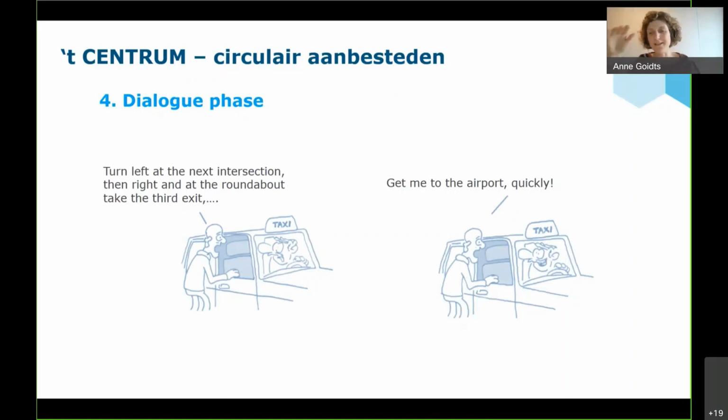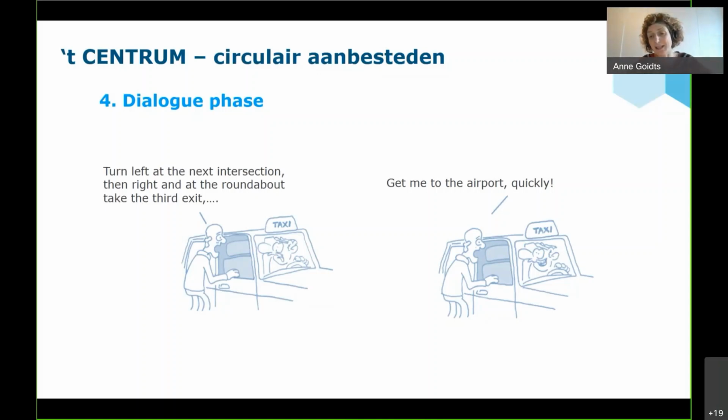So what we did is we said what we want, we said what our ambitions were, we stated what we really wanted to have in it, but we didn't say how they should do it. But of course, that's not so easy for them to respond to. So those dialogue phases were very important.